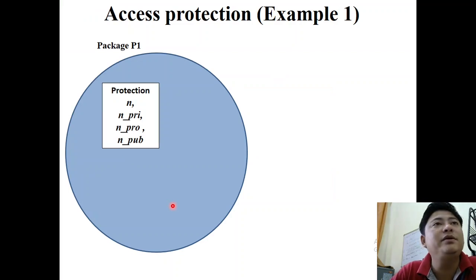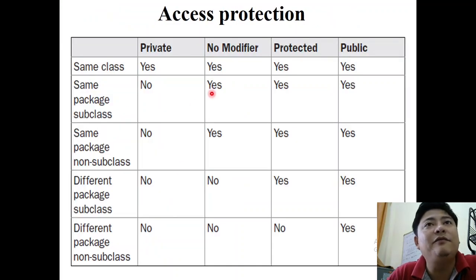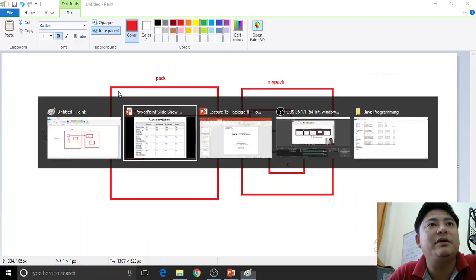That's why you will see in this table that default, protected, and public are yes, but private is no, because private data members are not accessible.